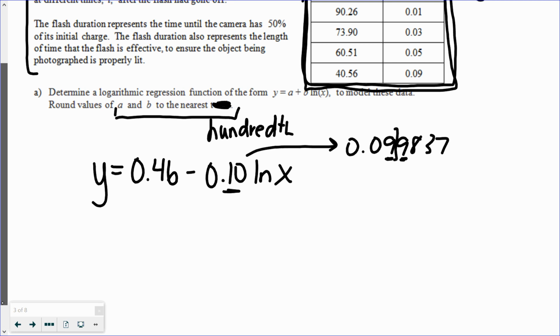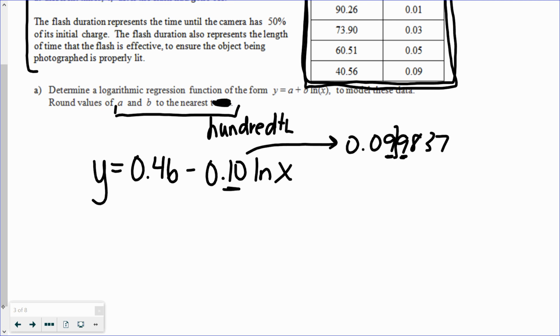It says use your model to determine the duration of the flash to the nearest hundredth of a second. So now you kind of need to go back to the question. It says the flash duration represents the time until the camera has 50% of its initial charge.